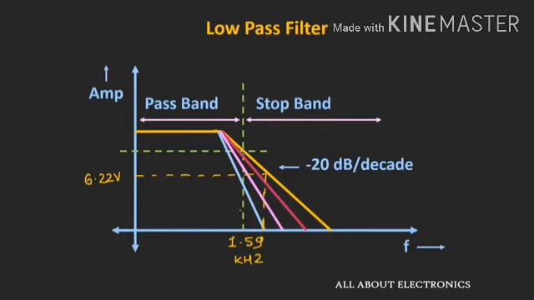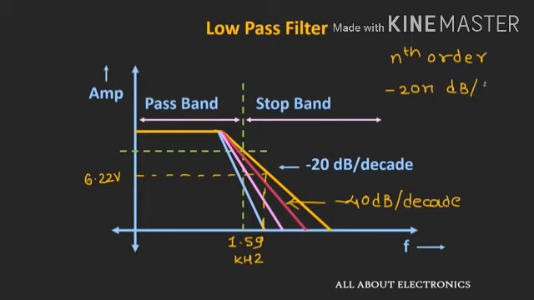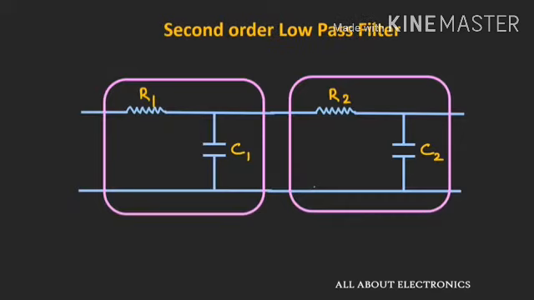So in this way, using the higher order filters, we can achieve a much sharper roll off. Let us say if you are using a second order filter, then the roll off will be minus 40 dB per decade. Or in general, if you are designing an nth order filter, then the decay will be minus 20 into n dB per decade. That means if you are designing a fourth order filter, then the roll off will be minus 80 dB per decade. And these higher order filters can be designed by cascading first order low pass filters.